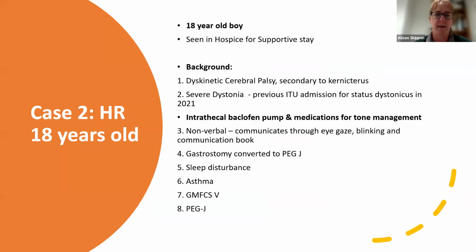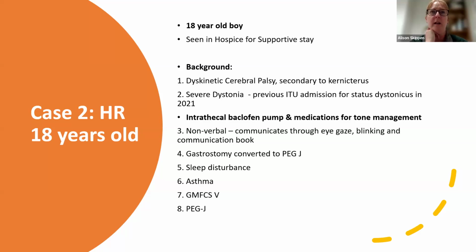So that was community management. So then going to case two, this was an 18-year-old boy who's just bordering on adulthood. And I actually saw him in the hospice for a supportive care stay.